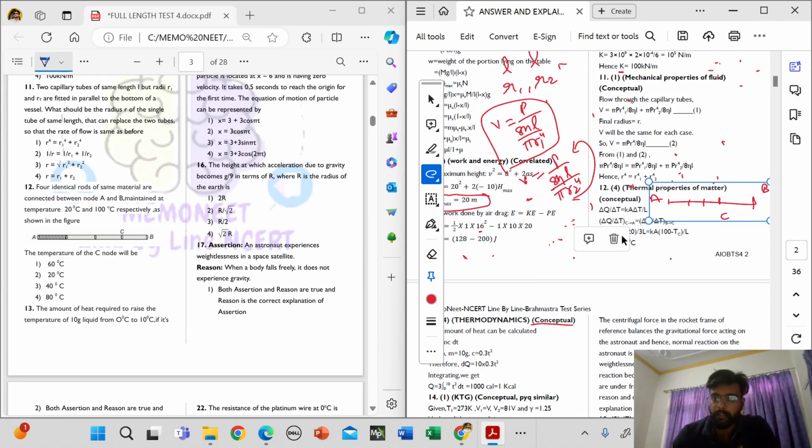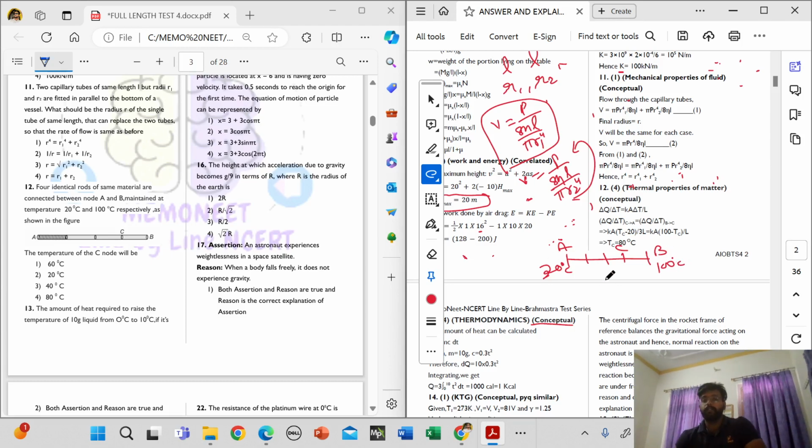Just a minute, I will draw it again. A rod A, C. These are the four rods of the same material connected between points A and B, and point A has the temperature 20 degrees, and B has 100 degrees. We want to calculate the temperature of the point C.